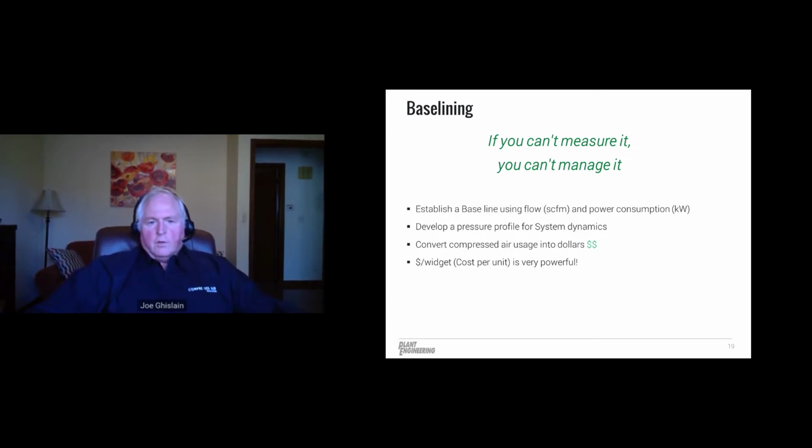So again, we're looking at what the flow and the kW is. We're looking at the system pressure. We're understanding what's happening in the system. And then we can convert that to dollars so we can speak an international language that everybody understands, and really understanding it and putting it in, if you're in a manufacturing facility and you're doing it from a cost per widget, it's very, very powerful.